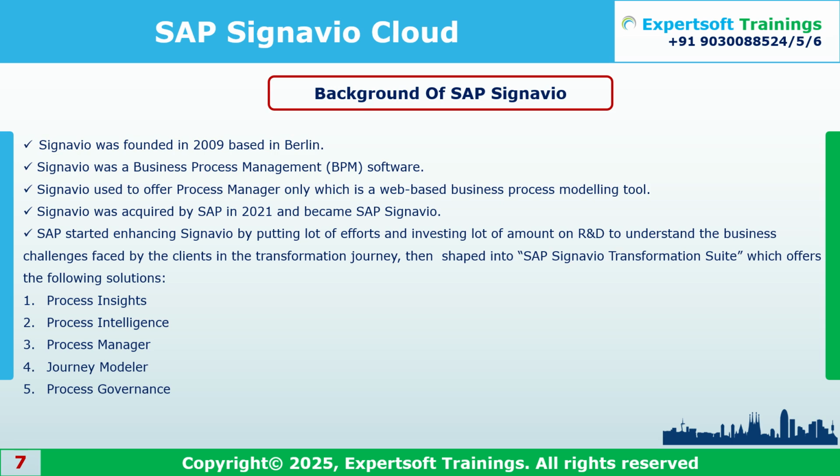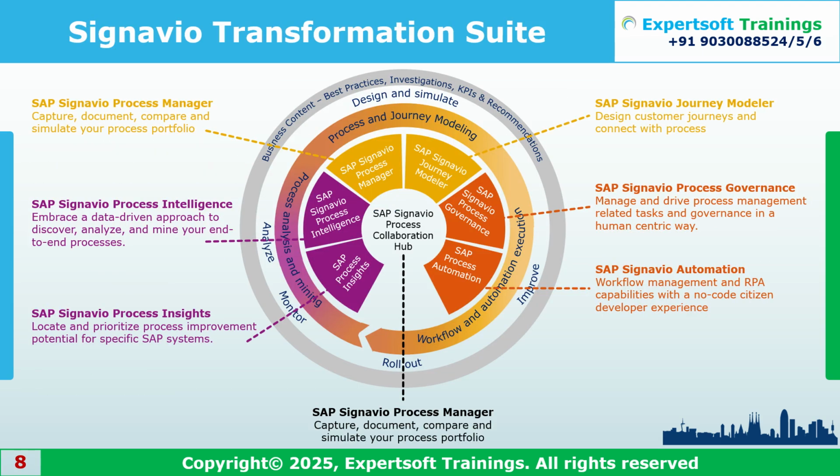And then they have introduced process governance as well into the transformation suite, which can help them to manage their process versions or process revisions over the period of time. Ultimately, it helps the organizations to manage the sustainability or compliance regarding the process flows. So like that, over the period of time, SAP added a lot of tools as part of the Signavio transformation suite, which includes process insights, process intelligence, process manager, journey modeler, process governance, and process collaboration hub as well. So we'll see in detail what are the different solutions available as part of the Signavio transformation suite.